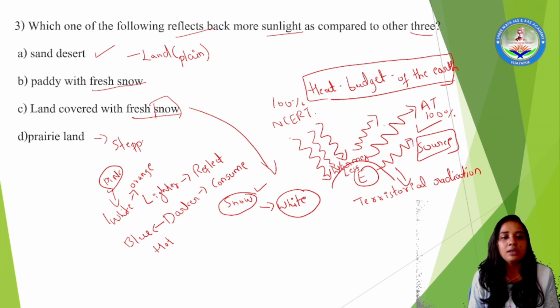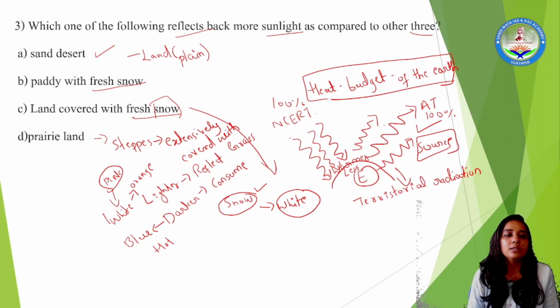Steppes land means an extensive cover of grass, where large grasslands are present. Okay, so here that land we call prairies land, and this cannot be the option, because it is covered with steppes, meaning a large land mass is covered with some growth of vegetation.